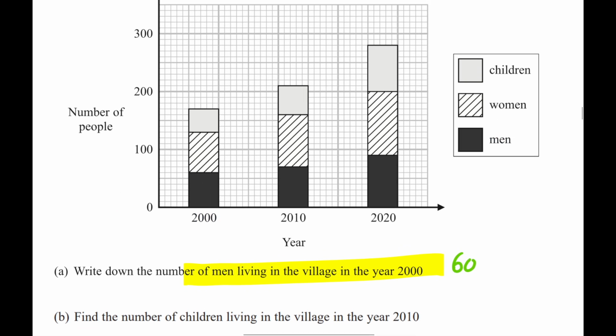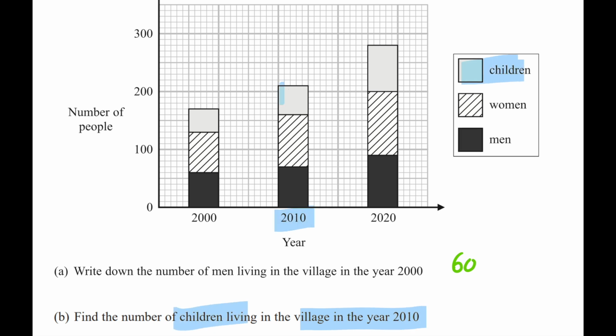The next question then goes, work out the number of children living in the village in 2010. So we're looking at 2010, it's children, so we're looking for the grey bit, and it's 2010 there, so we're looking for that part just there. Okay, the way you can do this is to work out the top value, then what the bottom value is, and then subtract. So that top value is 210.